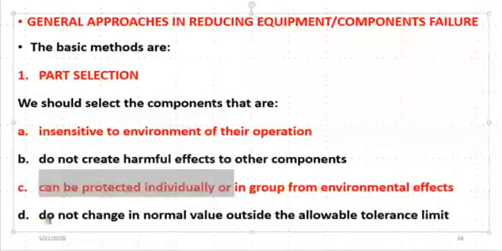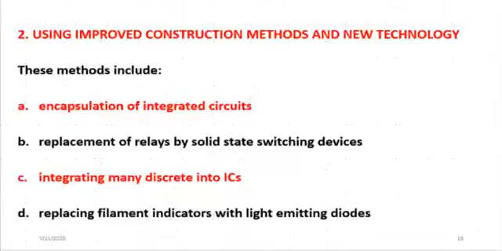And also you should make sure that they do not change in nominal value outside their allowable tolerance limit. For instance, if you select a resistor of 10 kilo ohm and it has a tolerance of 10%, 10% of 10 kilo ohm is 1 kilo ohm, meaning it should have a value of up to 11 kilo ohm or as low as what? 9 kilo ohm. You should make sure that whenever the value of the resistance is changing, it should not go below 9 kilo ohm or above 11 kilo ohm, and that can be achieved if you properly select your components.